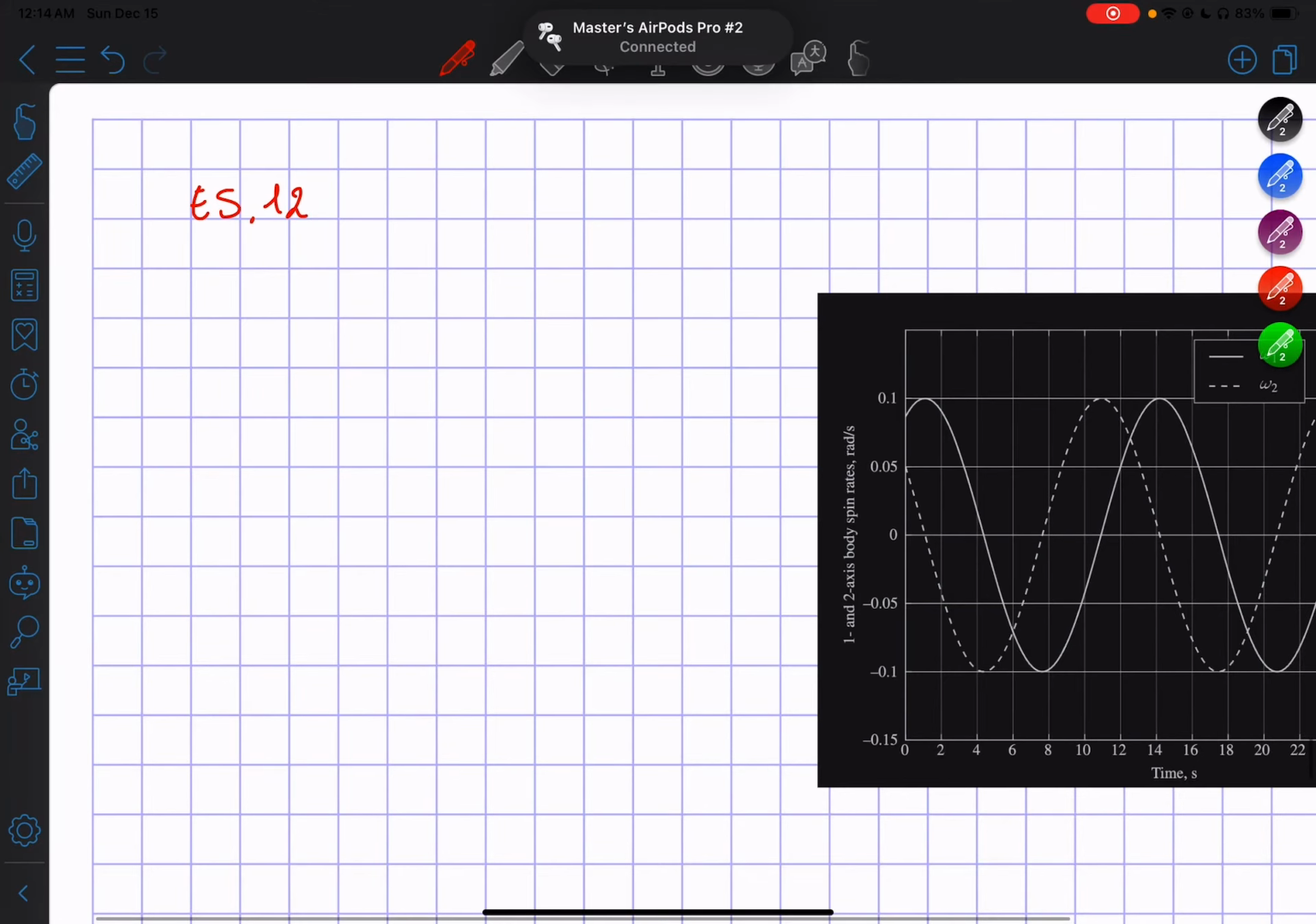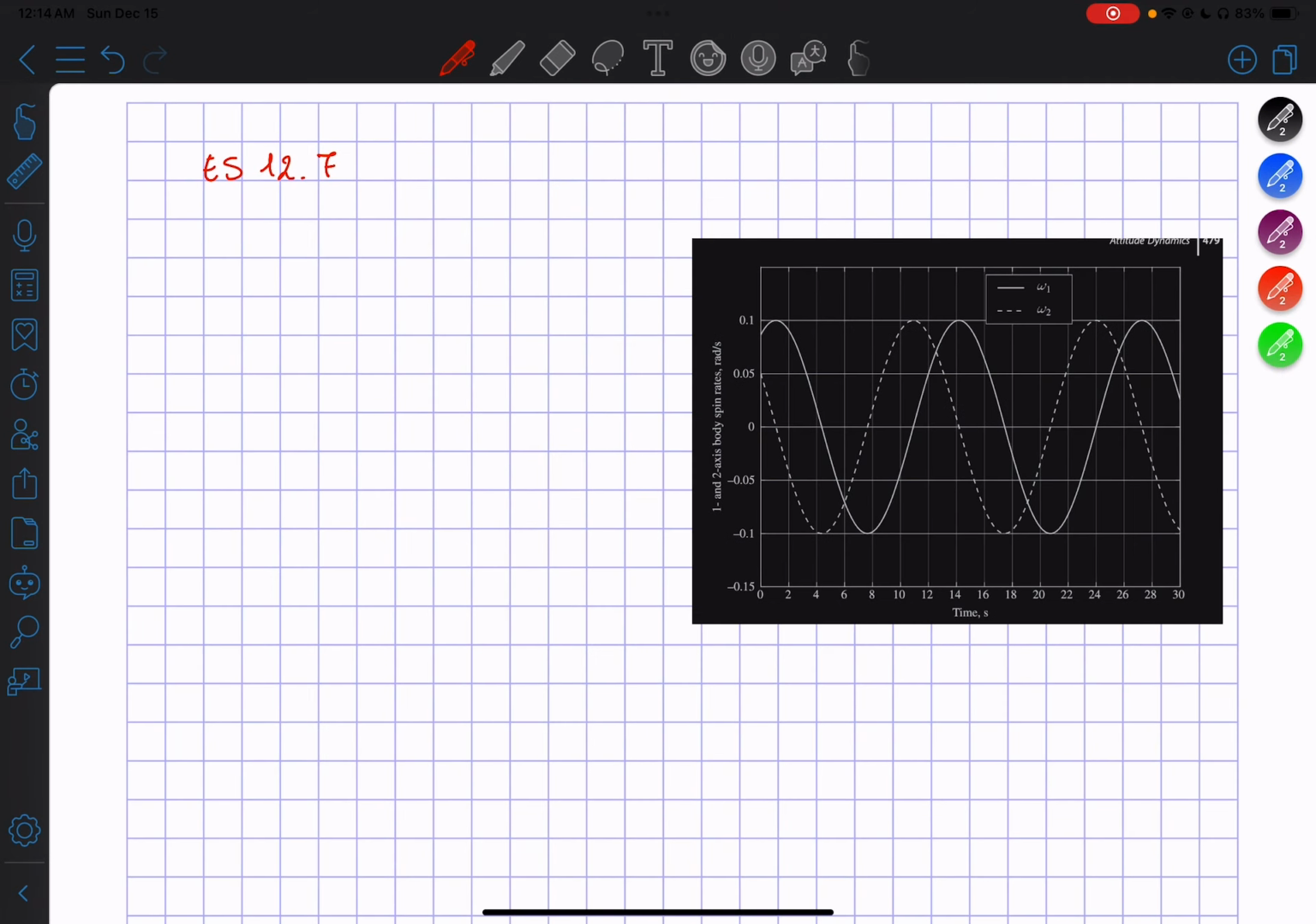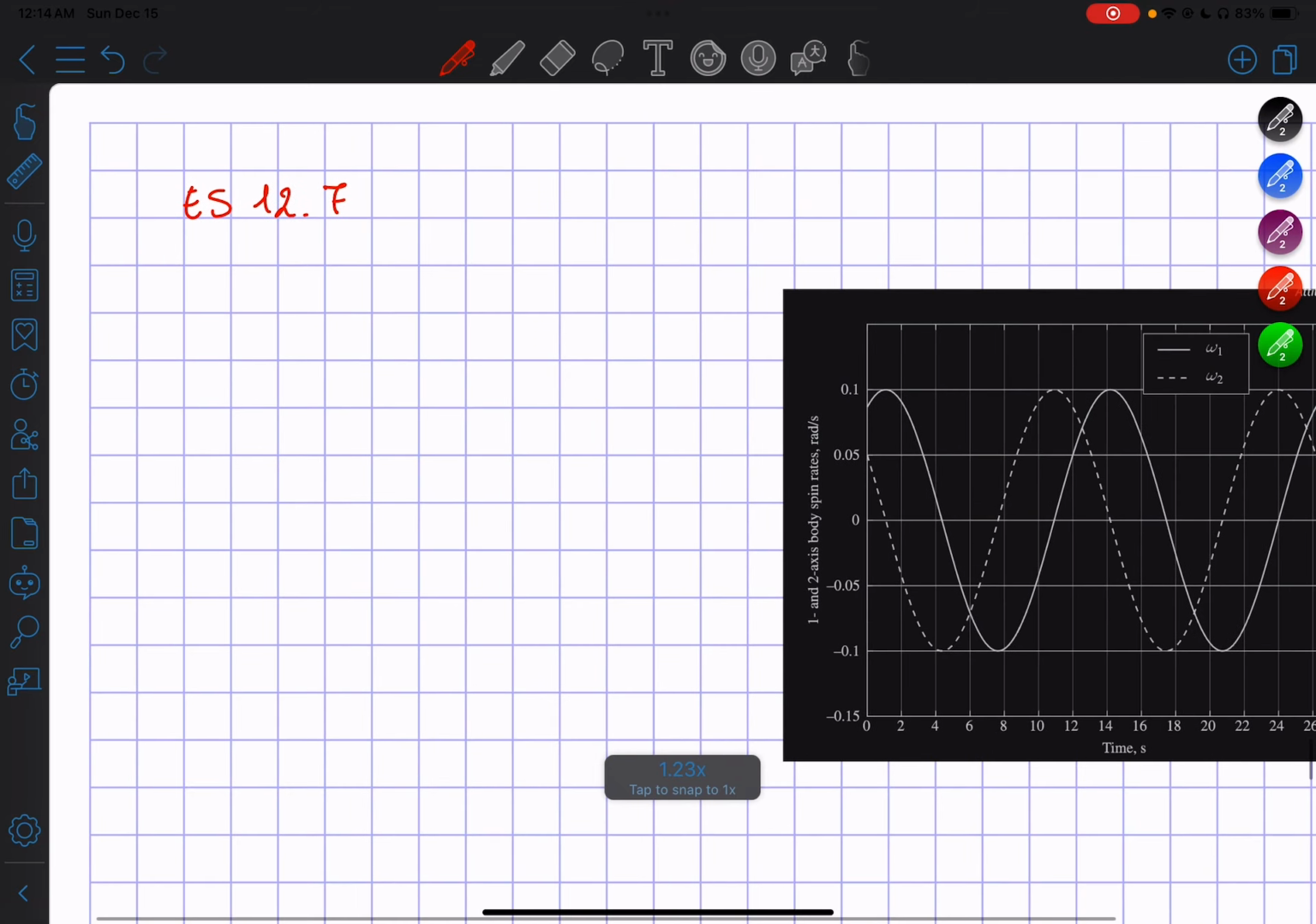Okay, so now we're doing exercise 12.7, where we have this graph right here. The first thing we're asked to find is the notation angle theta. Oh, actually, let me write down the first things.